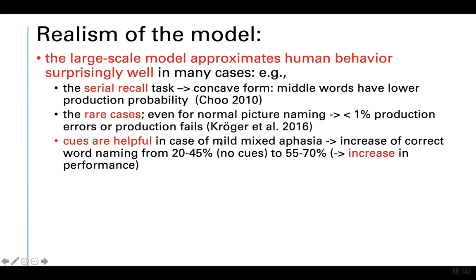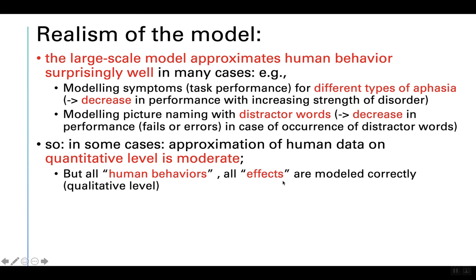So in our case of lexical access problems, which may be a symptom of mild mixed aphasia, we have an increase in correct word naming from 20 to 55, or a maximum from 45 to 70%. Moreover, we have seen the modeling of symptoms for different types of aphasia. In an earlier talk, we have seen that this leads to a decrease in performance with an increase in strength of the disorder.